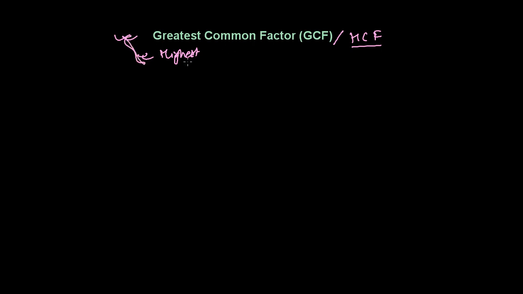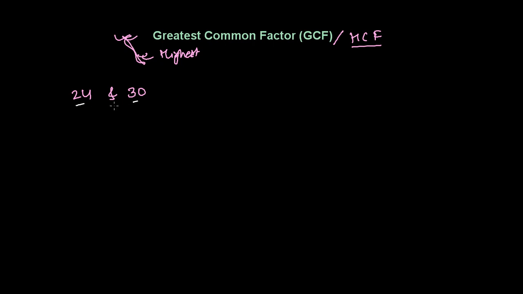So what exactly do they mean? What do you mean by the greatest common factor? What should we understand? Suppose I have a number, any number, let's say 24, and I have another number, say 30. So I have 24 and 30. The question is asking, what is the greatest common factor of 24 and 30, or what is the GCF or HCF of 24 and 30? How will you find that out?